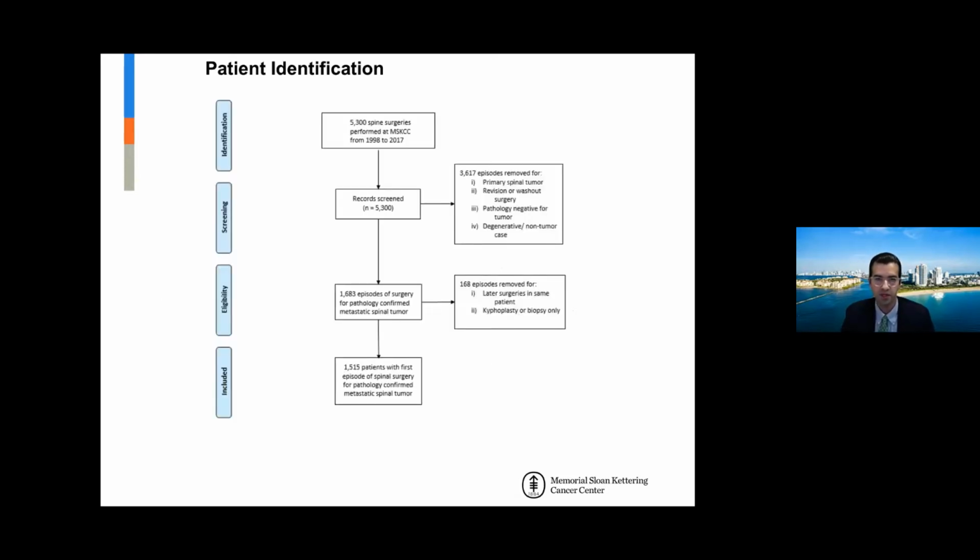Just to look at the study population, we began with 5,300 spine surgeries performed at Sloan Kettering from 1998 to 2017. These records were hand-screened individually by pathology report, and 3,600 episodes were removed for other primary spinal tumors, washout surgeries, patients where pathology was actually negative for tumor, and degenerative or non-tumor cases, which are still performed there. This left about 1,600 episodes of surgery for pathology-confirmed patients, and we had another 168 patients removed for later surgeries in the same patient or kyphoplasty or biopsy only, and that arrived at the study population.